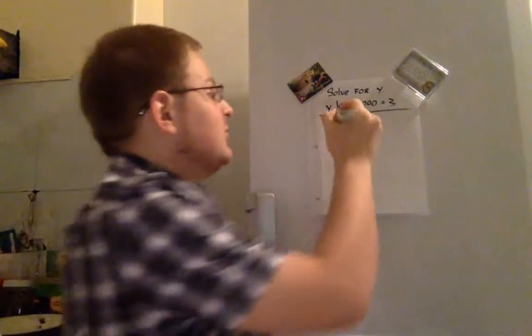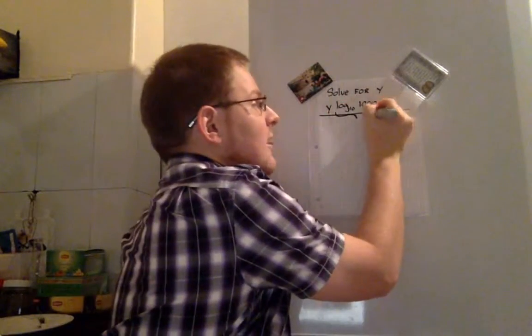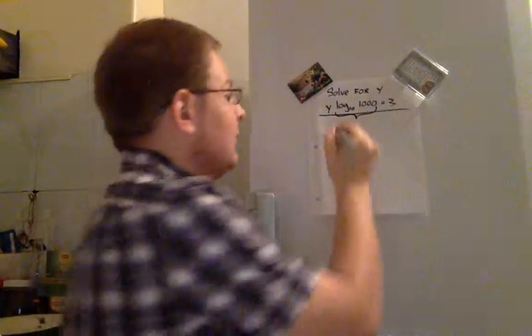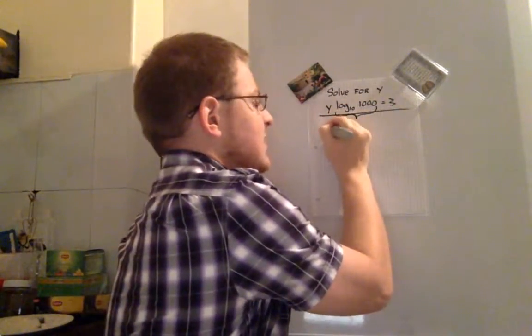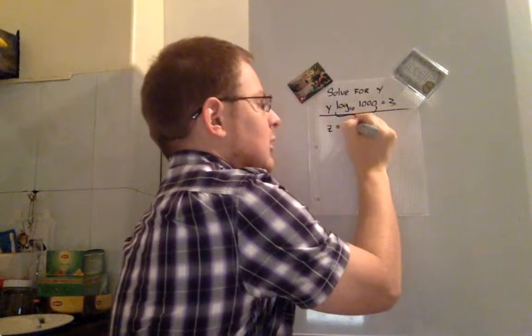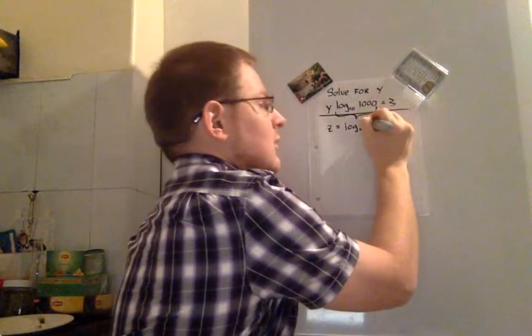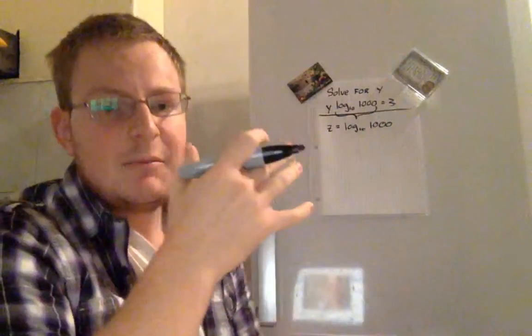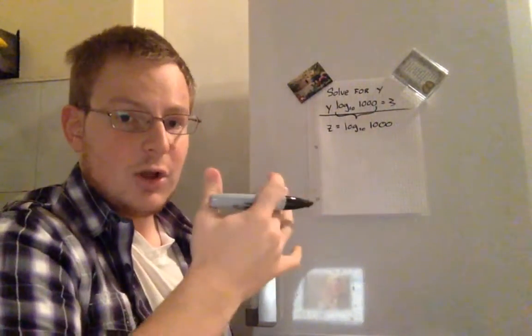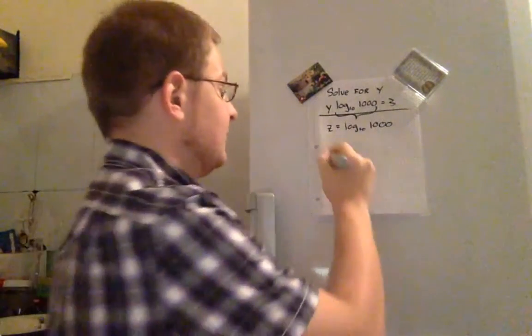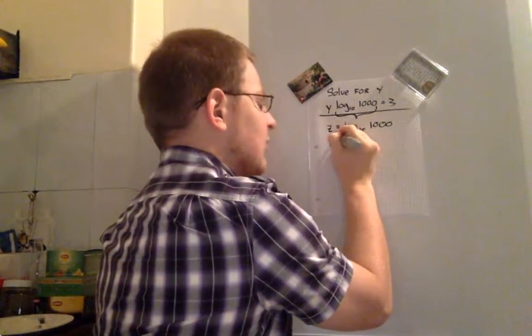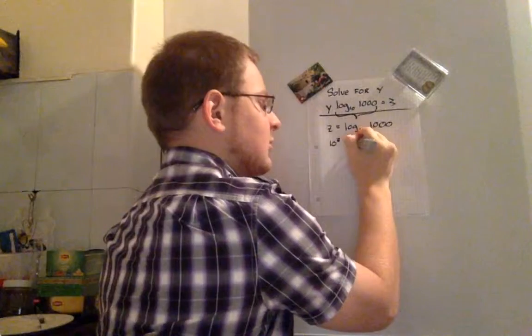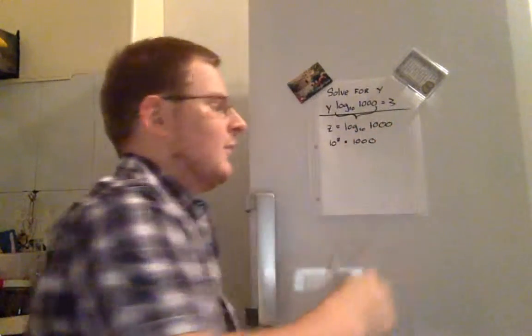So let's use another variable, say z, to represent this part right there. So we'll say z is equal to log base 10 of 1,000. That means, by the definition of a logarithm, that we can write it this way: 10 to the power of z is equal to 1,000.